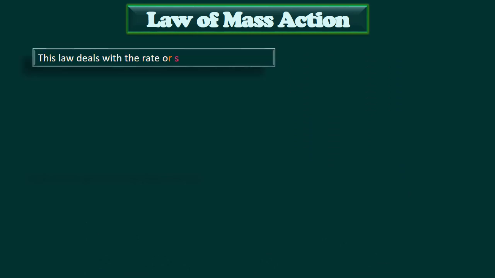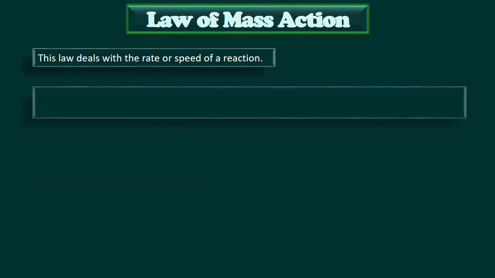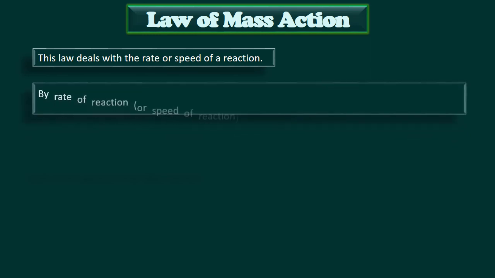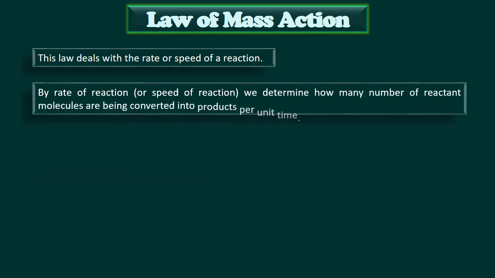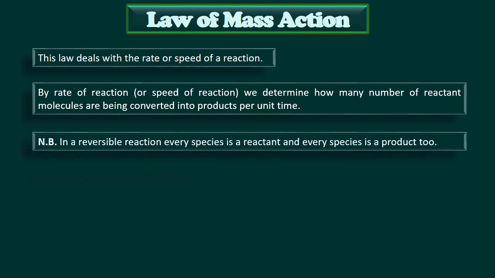So this law deals with the rate or speed of a reaction. By rate of a reaction or speed of a reaction, we determine how many number of reactant molecules are being converted into products per unit time. Note that in a reversible reaction, every species is a reactant and every species is a product too. I repeat, in a reversible reaction, every species is a reactant and every species is a product.